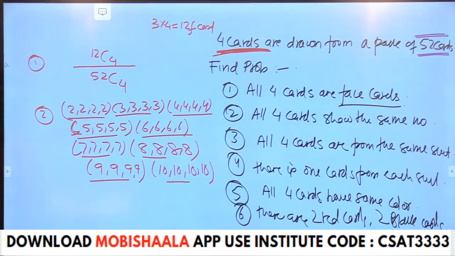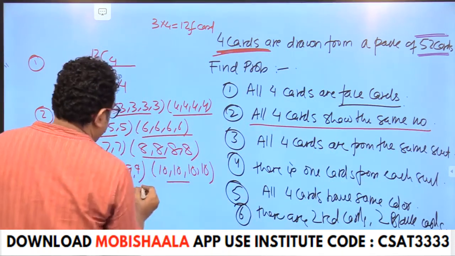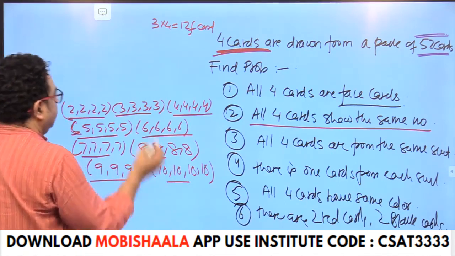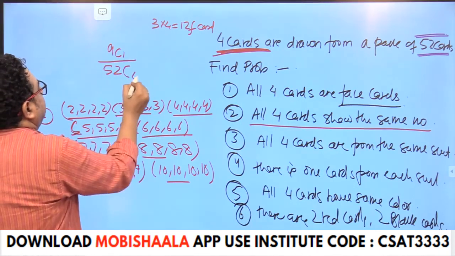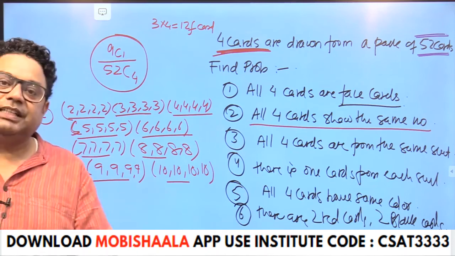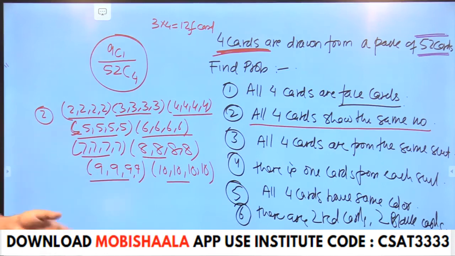So 4 cards show the same number. So out of 9, you have to pick one. 9C1 upon 52C4. 52C4 would be constant in all the questions, so hardly matters. Out of these 9, one case is picked up. If one case is picked up, obviously all 4 cards would be showing the same number, right? Not the reading, same number. All right, clear? Then third.